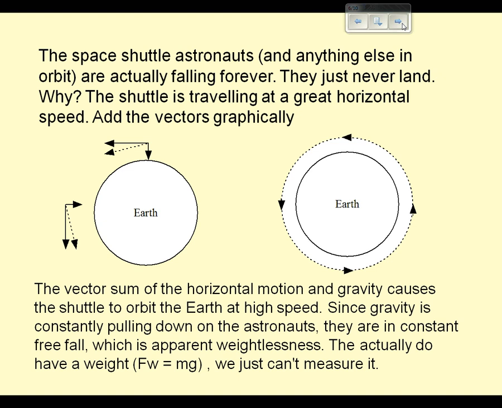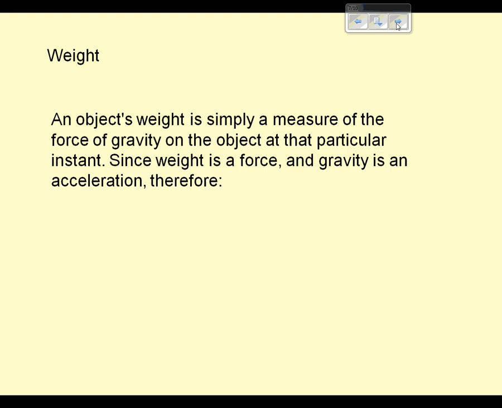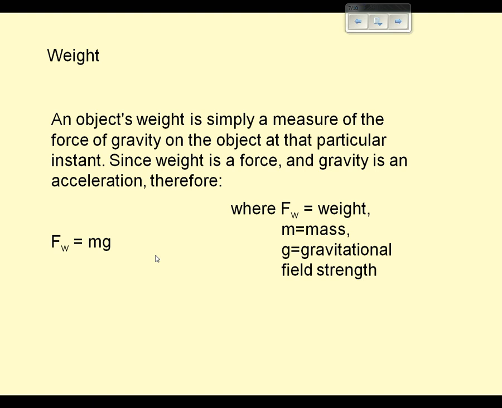Okay. Here's a little discussion about weight, which I've sort of touched on already in handouts. An object's weight is simply a measure of the force of gravity on the object at that particular instant. Since weight is a force, and g is acceleration, and I know you've seen this already, Fw equals mg. We've seen that in previous units, right? Weight force equals mass times gravity. Fw is the weight, m is the mass, g is the gravitational field strength, which of course on Earth is 9.8. On the moon it happens to be 1.6. I don't know all the other planets, sorry.